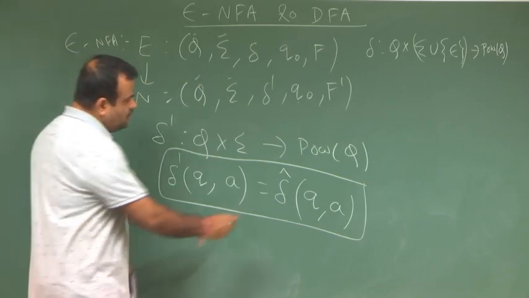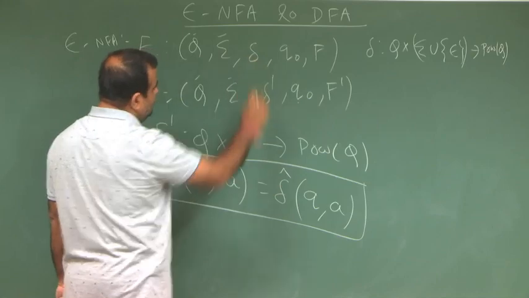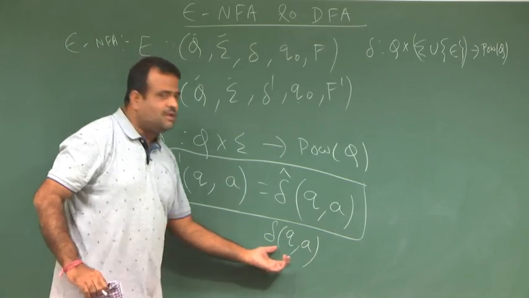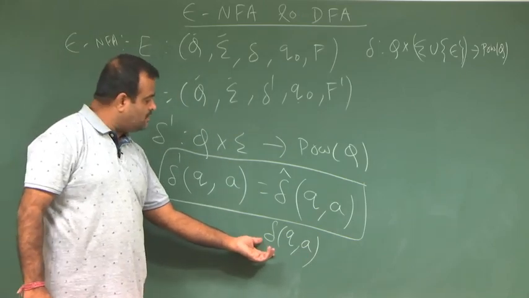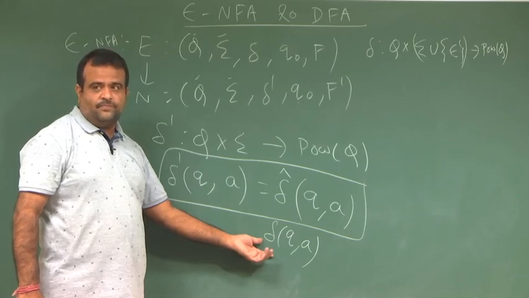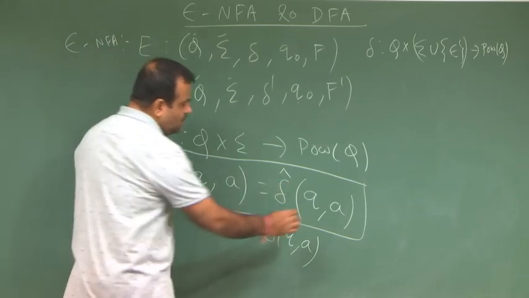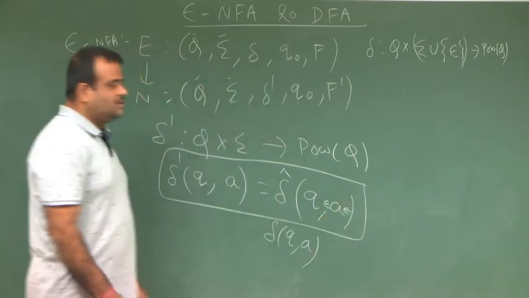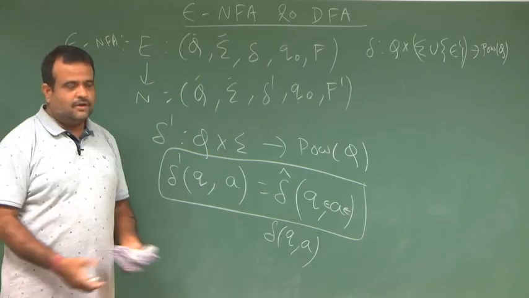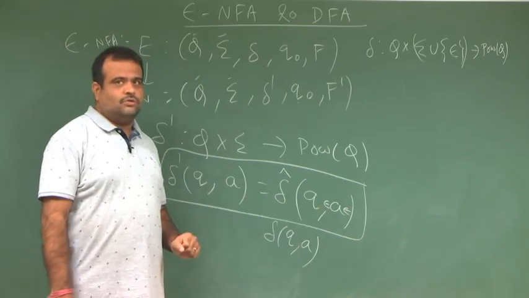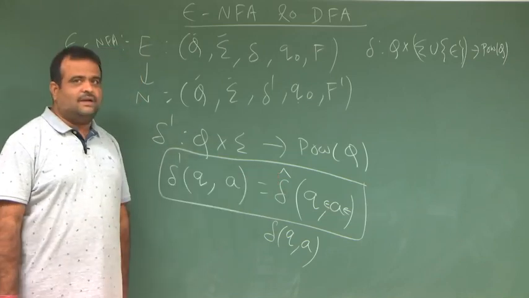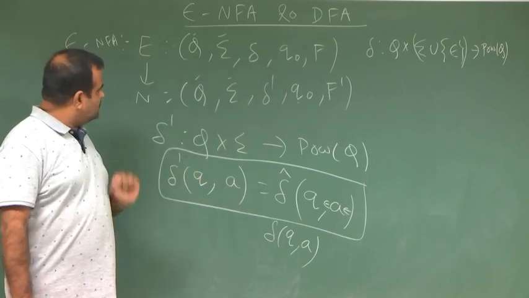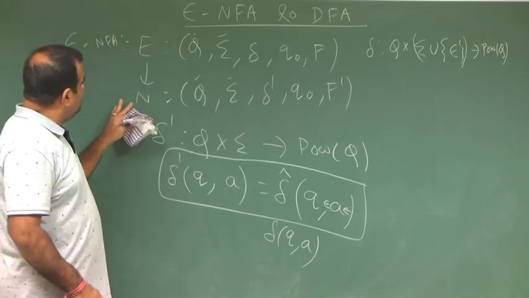When you talk about hat, there is a difference between δ and δ hat. This δ gives us a set of states, but it does not involve the epsilon move. But here hat means we consider that before a there can be epsilon, after a there can be epsilon, because epsilon is just the empty string. We have to consider that move also, and that is taken care of by the extended transition function, which is hat. This is the way we define it.